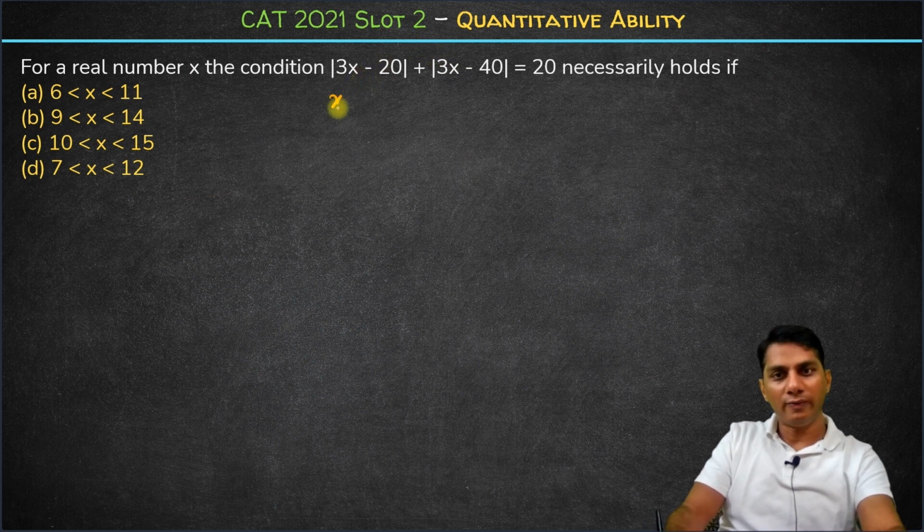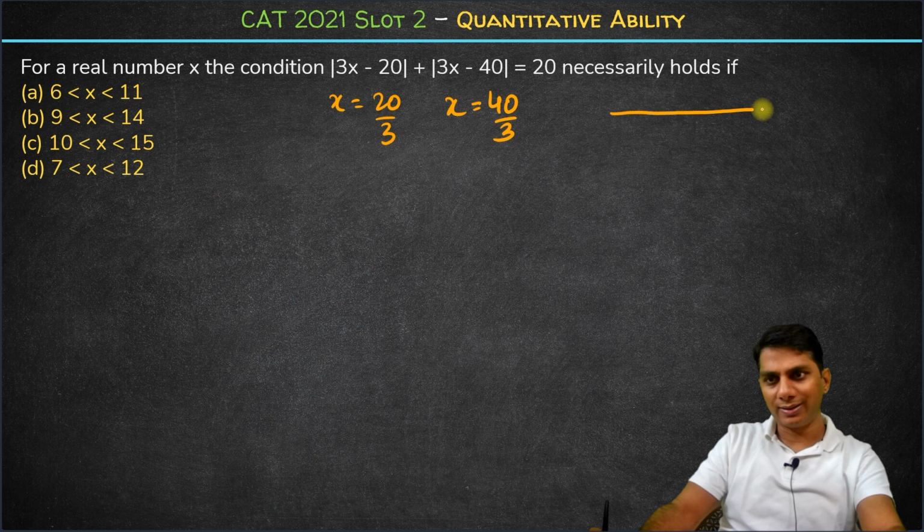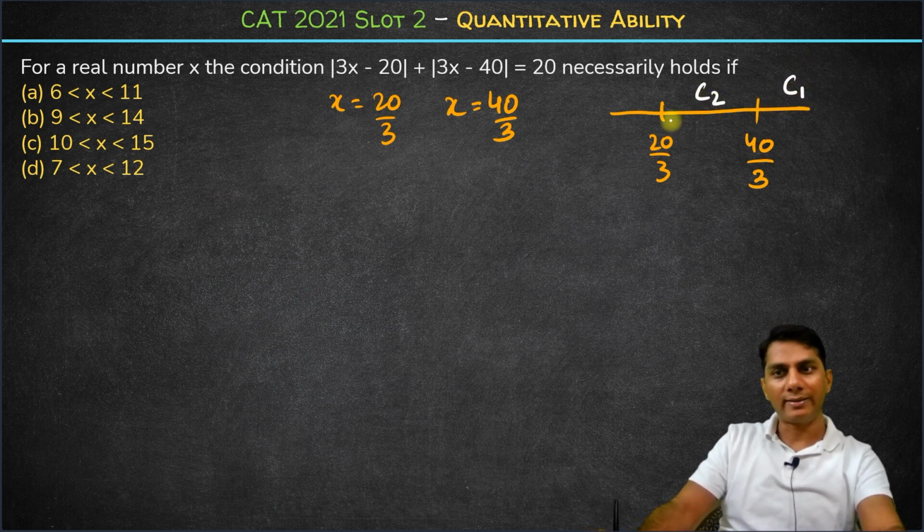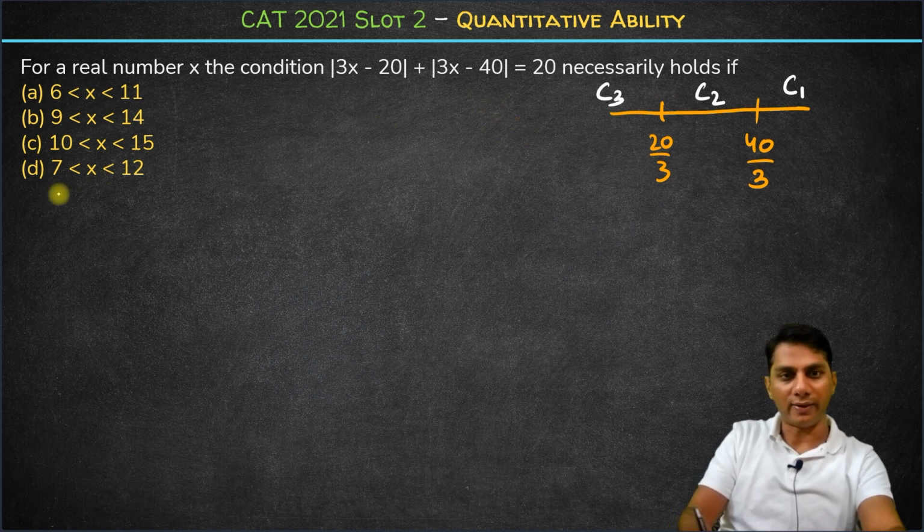So this is 0 when x is equal to 20 by 3 and this is 0 when x is equal to 40 by 3, right? So we'll have to make 3 cases. The 3 cases will be when x is greater than or equal to 40 by 3, when x is between 20 by 3 and 40 by 3, and when x is less than 20 by 3. Okay. So let's take each of these cases one by one.